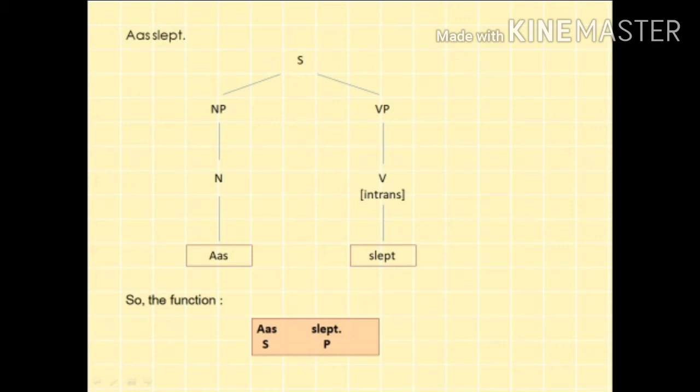Now we continue to VP. Just like the NP, we need to specify and then we draw V as slept. So the function of this sentence is Aa is a subject and slept is a predicate.